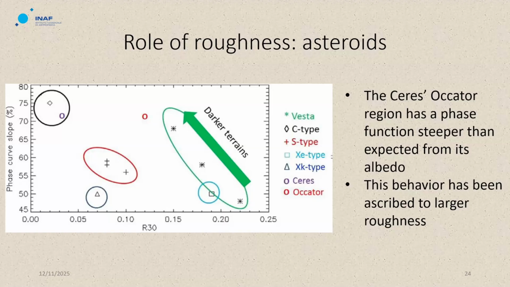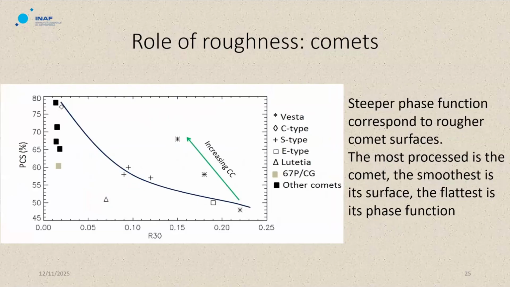And this has been ascribed to the larger roughness of Occator, because when roughness increases, radiation is more extincted by the roughness itself of the terrains, and this results in a steeper phase function. And this was observed for Occator, but was still more evident for comets. Comets, these are old comets explored by space missions. All comets have similar albedo, so we should expect a similar phase function steepness, but we have a variation, and this variation has been ascribed to roughness.